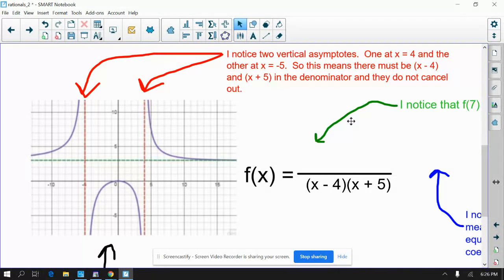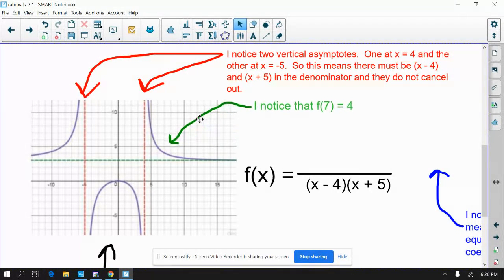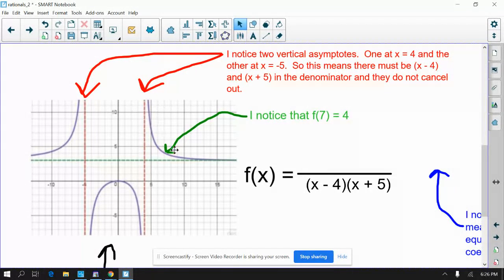What's this green one? f of 7 looks like it's 4. There's nothing special about x equaling 7. I just kind of scanned the purple function and tried to look for an ordered pair with two integers. So it looks like f of 7 equals 4. I had to make sure this is true: whatever my final answer is, when I plug in 7, I have to end up with 4.